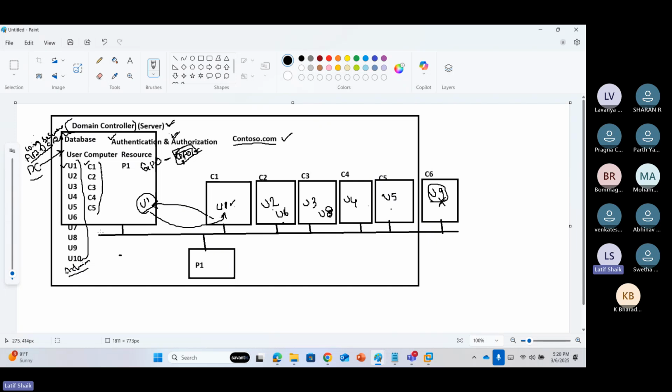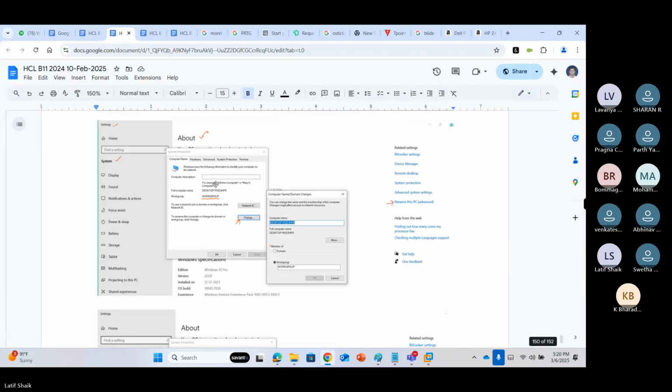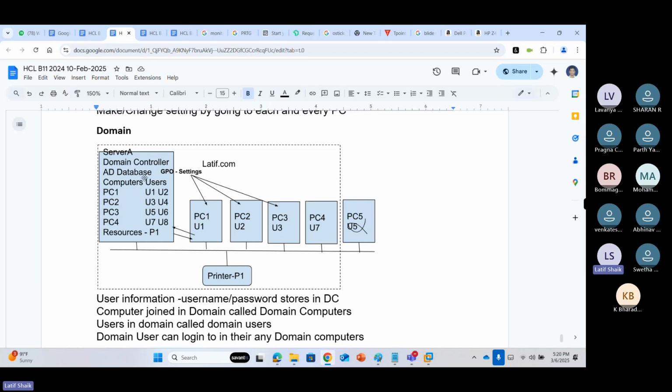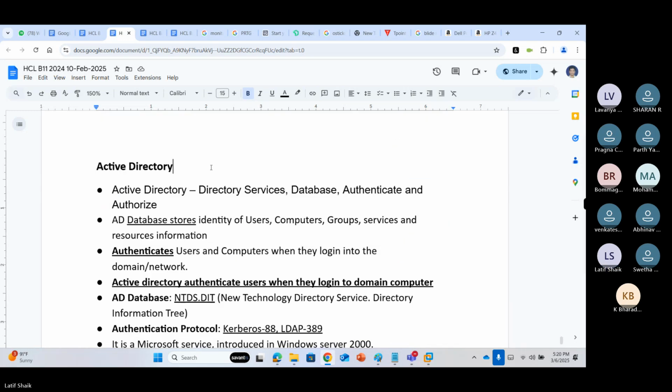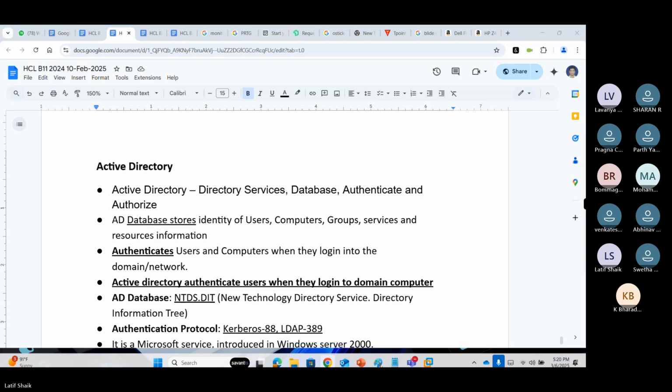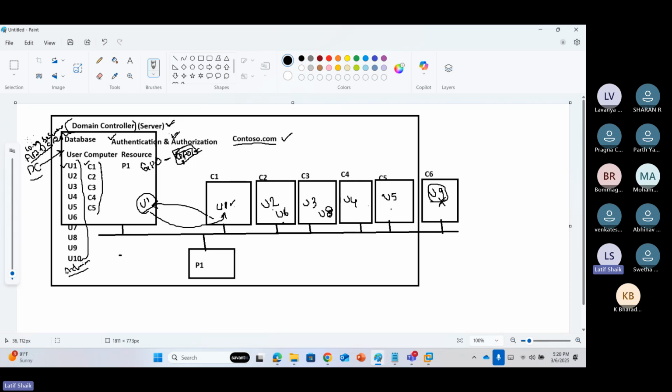We'll see. So again, I take one Windows server, install the ADDS role inside, and I make it a domain controller. Understand that first point, the domain controller part. A domain controller means it's a Windows server; install the ADDS role and it becomes a domain controller. Understand that part, guys.